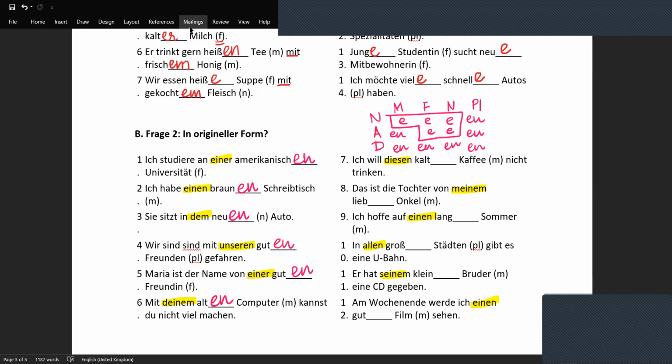Now, could you try and solve the next sentences here? Okay. Ich will diesen kalten Kaffee nicht trinken. Accusative masculine. What's the adjective ending? Look at the table. Okay. En. Okay. Kalten Kaffee.